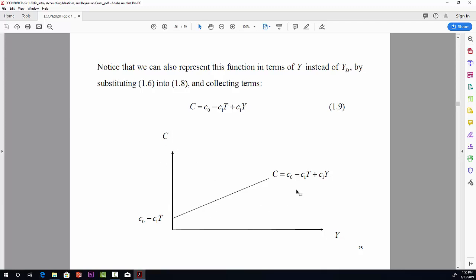But now the intercept on the consumption function has two components, C0 minus C1t. And that's what we got here. But the slope remains the same. It's equal to C1. So this is our induced component of consumption. So as income increases, consumption increases along this line. Okay.